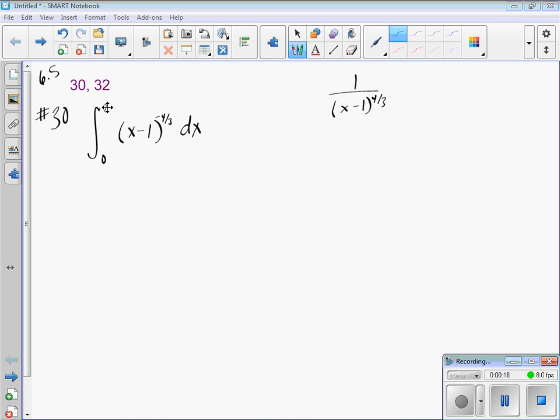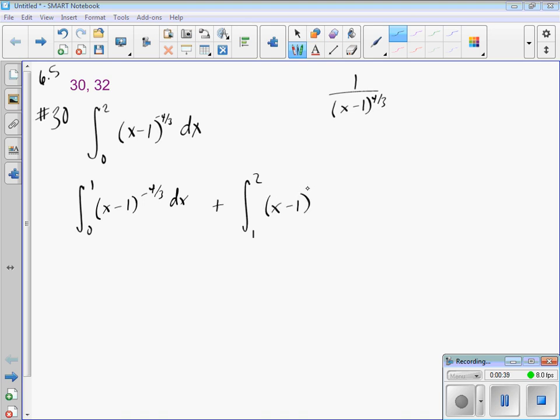Okay, so what you have to do is split this up at 1. So you're going to go from 0 to 1, and then you're going to go from 1 to 2. And that should cover everything, right? Okay, so then that just goes in here, and then it goes in here.